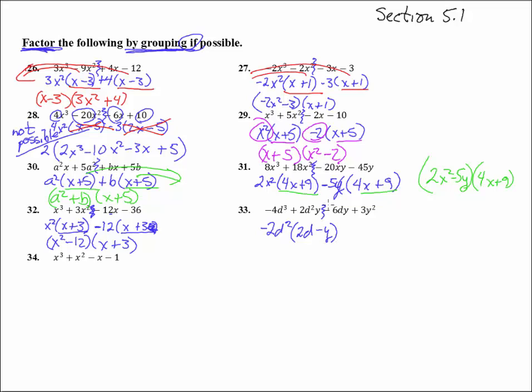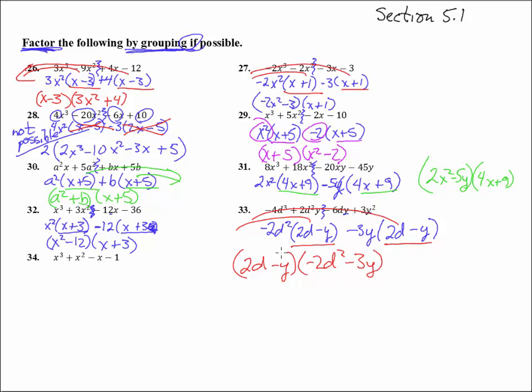Is that right? Okay, now the second half, we can take out a negative, out of a 6 and a 3 is a 3, and we can take out a y with that, it looks like. We've got a y there and a y there. So 2d minus a y. Oh, look at that. We have the y in both places. That's great. We can pull that out, and we get 2d minus y pulled out. And what's left is the negative 2d squared minus 3y. So they may write these in the other order, and that's perfectly fine.